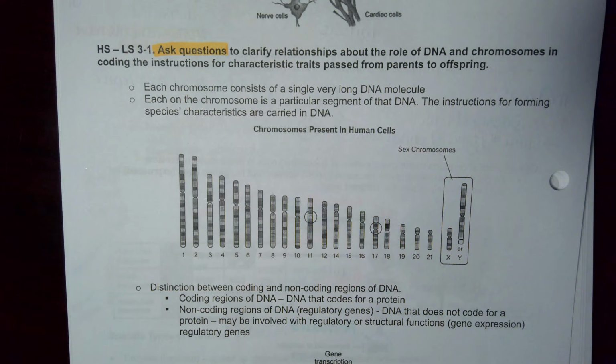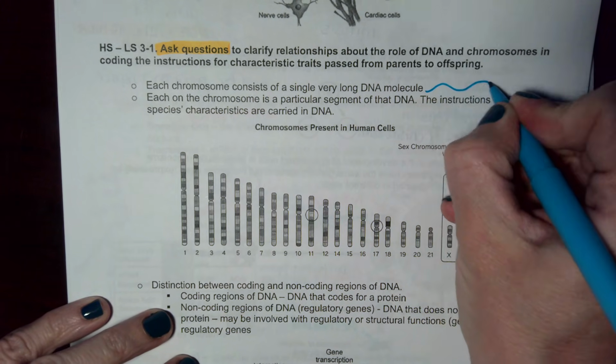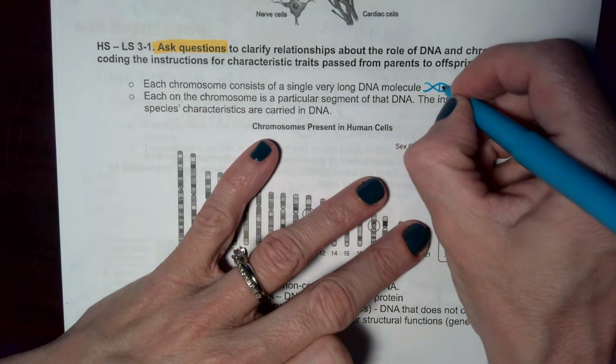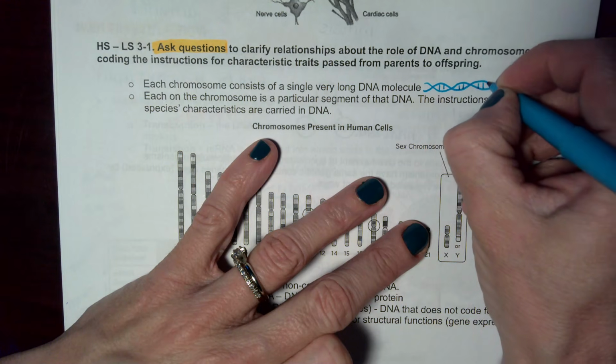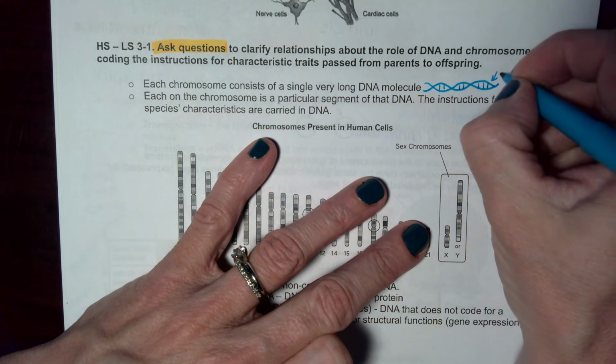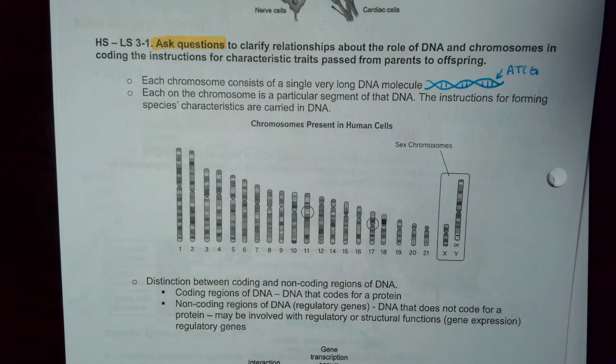First up, we have each chromosome consists of a single very long DNA molecule. I already drew this, but remember, we're looking at that double helix. And when I look in this section here, that ladder section, that represents my letters. Each chromosome is a particular segment of DNA. The instructions for forming species are carried on that.